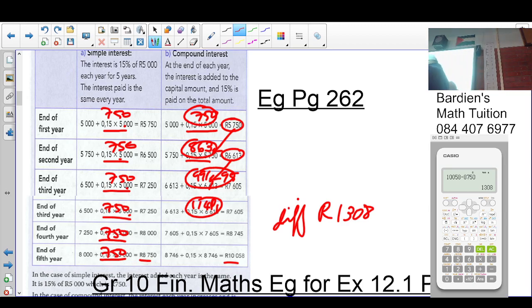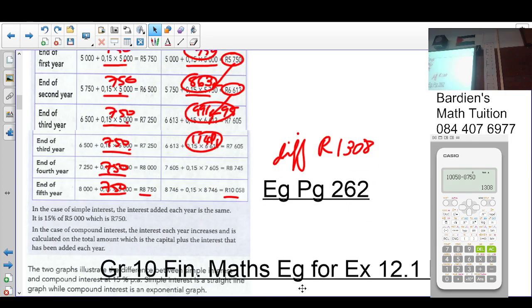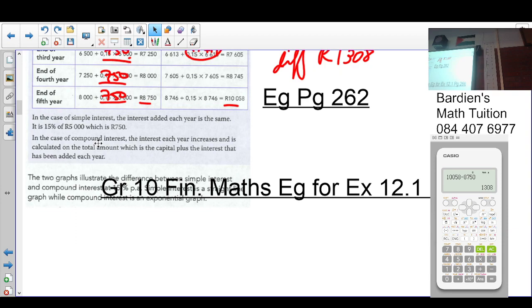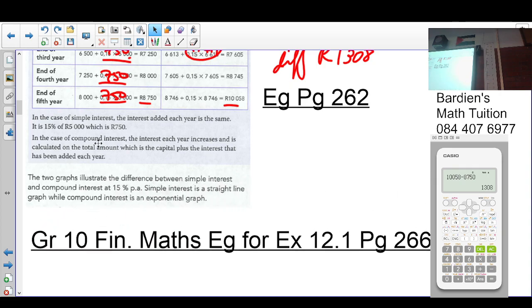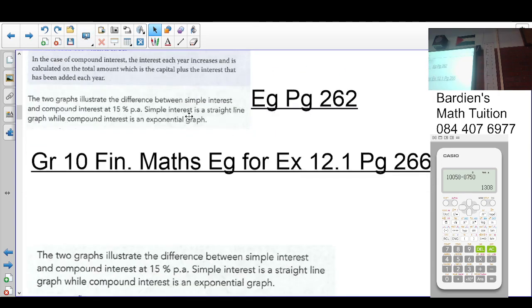Right, is there any confusion, people? Right, so let's carry on. So here, let's read what they say here. In the case of simple interest, the interest added each year is the same. It is 15% of 5,000 Rand, which is 750 Rand. In the case of compound interest, the interest each year increases and is calculated on the total amount, which is the capital or the principal plus the interest that has been added each year, as I explained there now. Yeah? So we carry on.